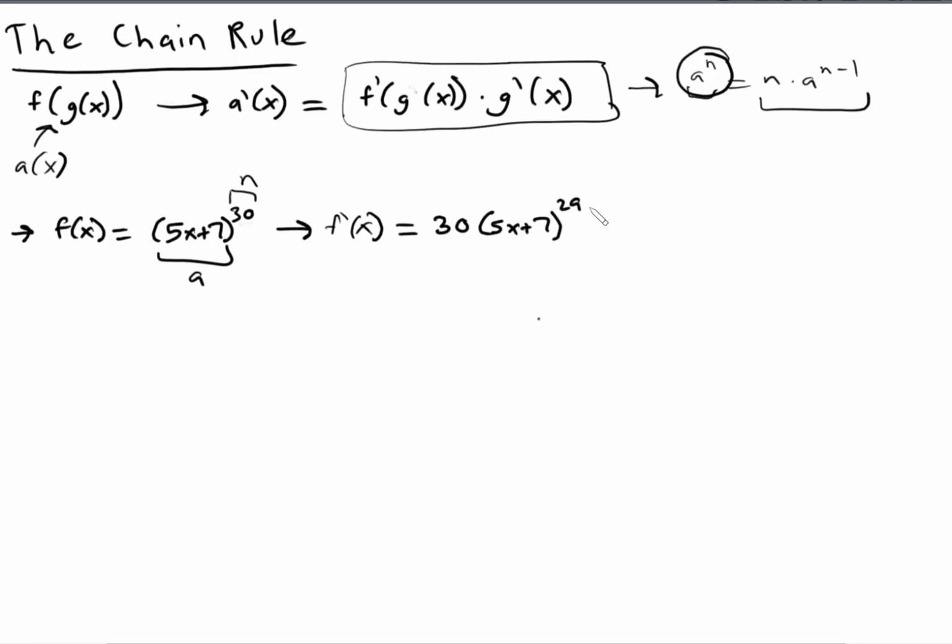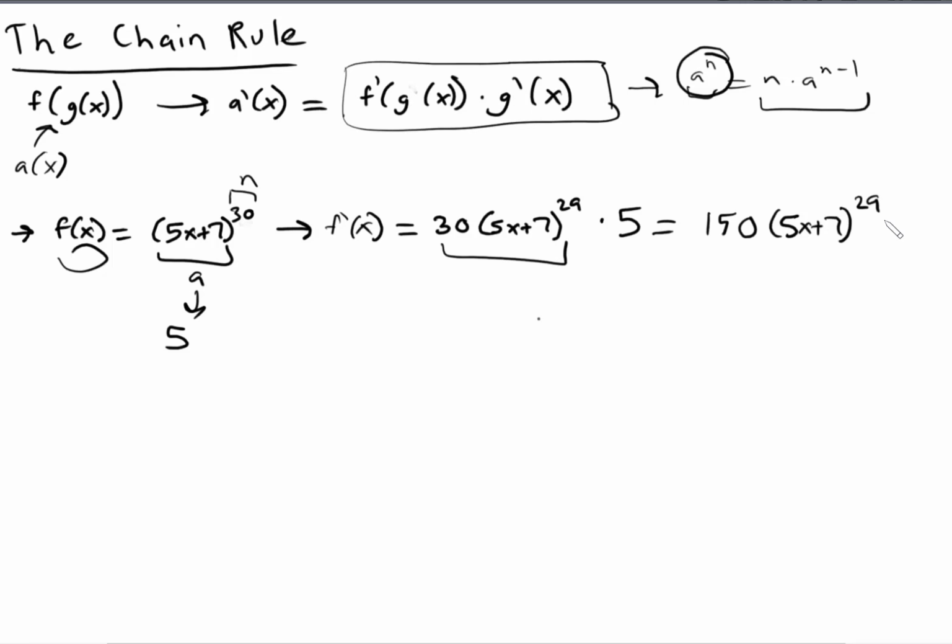Now this is the part where the chain rule comes in handy. The chain rule states that you have to take the derivative of the inside function and multiply it by the derivative of the entire thing. So the derivative of our f of x function was this. Now what's the derivative of our a function? The derivative of a function is going to be just 5. So you multiply this entire thing by 5, and your final derivative of our a of x, or our f of x function in this case, is going to be 150 times (5x + 7) to the 29th.